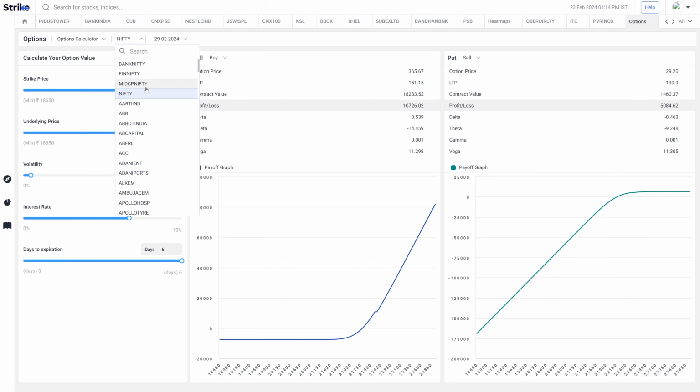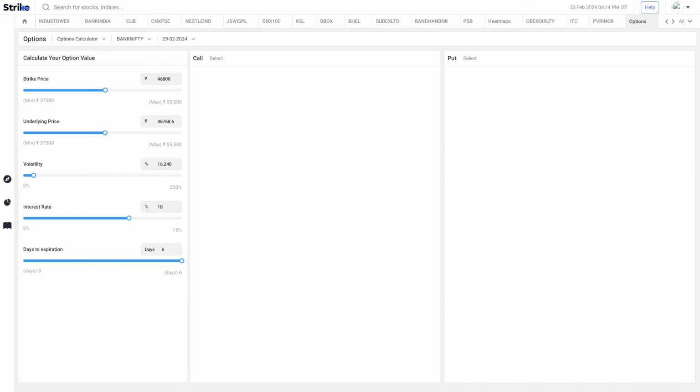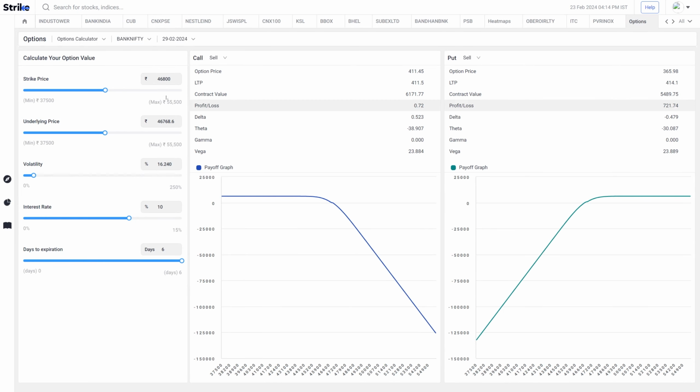Let's look at one more example with Bank Nifty. It's currently trading at close to 46,800. Let's say we are bearish on it and our target is around 46,000. The system has calculated the price of both the 46,800 call as well as the put.